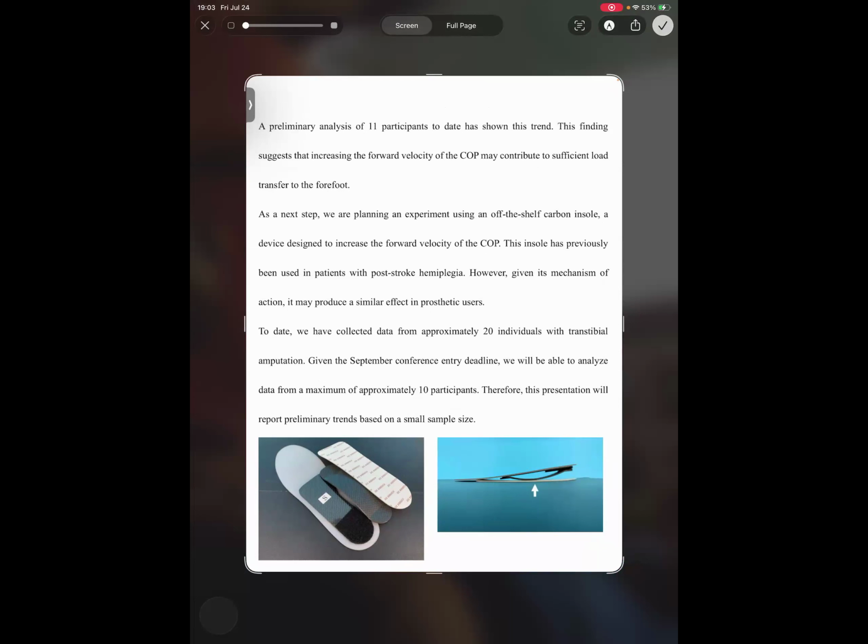A preliminary analysis of 11 participants to date has shown this trend. This finding suggests that increasing the forward velocity of the COP may contribute to sufficient load transfer to the forefoot.